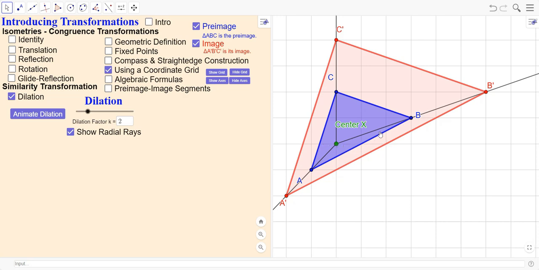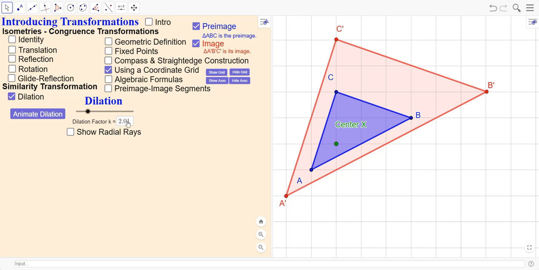You just connect up center, and you don't even have to draw the radial lines if you don't want to. Just notice to get to A, we go left 1 and down 1. So go left 1 and down 1 more to get to A prime. For B we went right 3 and up 1. Go right 3 and up 1 more. This is if the factor is 2.